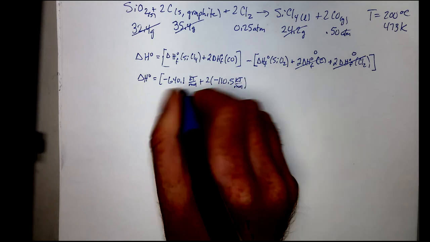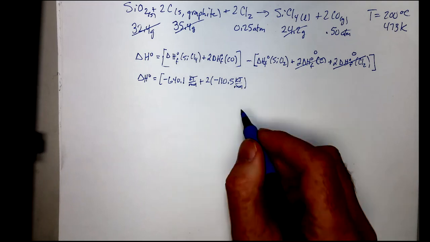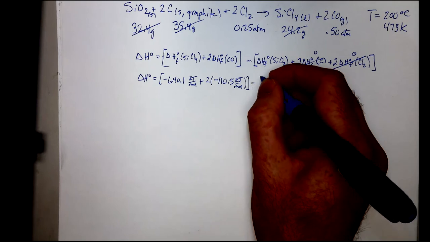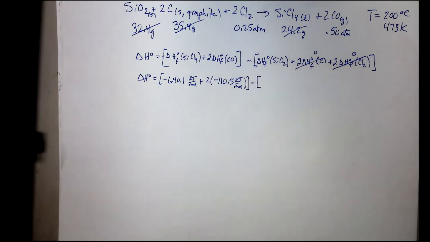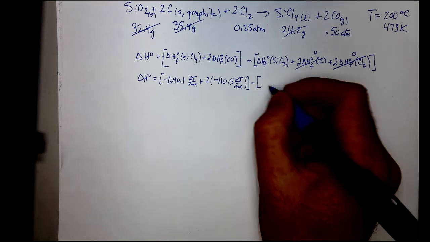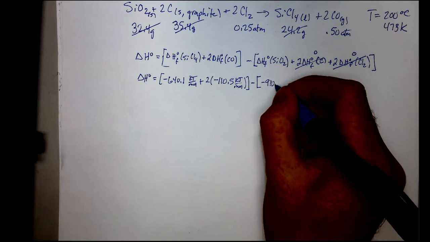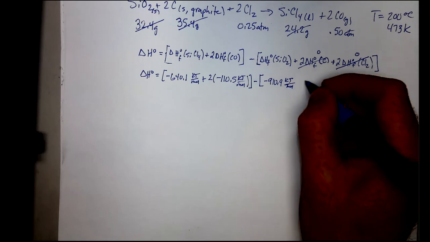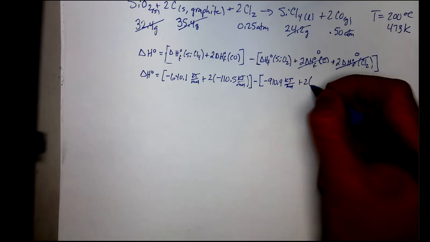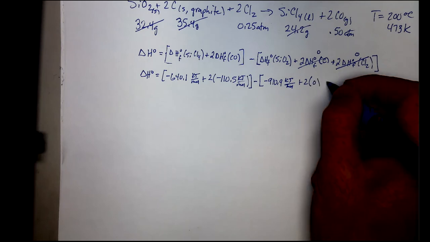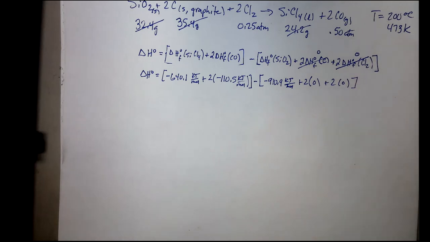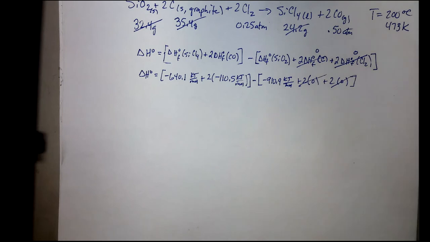If you treat the coefficients, or even implied ones, as being moles, you can cancel the moles. And then the silicon dioxide is negative 910.9 kilojoules per mole, plus 2 times 0 plus 2 times 0, right? Or you could just leave them off, because it's addition and subtraction, they're just going to go away.